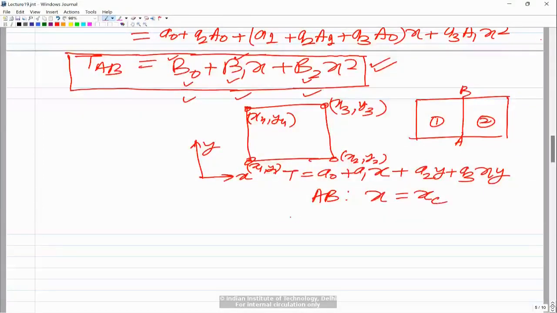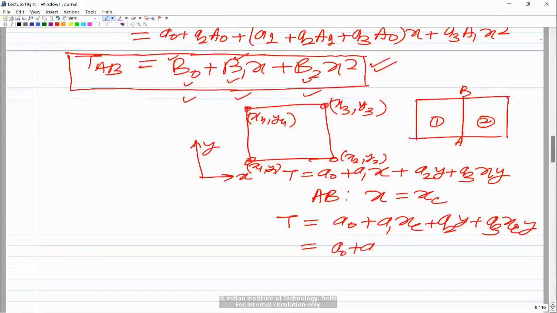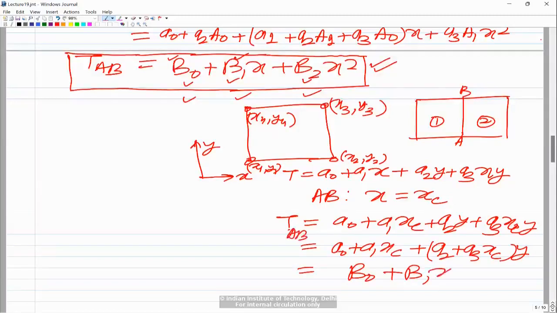So now if you look at, T will be a0 plus a1 into xc plus a2 into y plus a3 into xc into y. So you would see these two terms are now constant, a0 plus a1 into xc, these are constant terms, and then you have a2 plus a3 xc into y. Now y is the only variable, so you can say this is some kind of b0 plus b1 y, T along AB. So this would be linear in, sorry, y, not x, y.